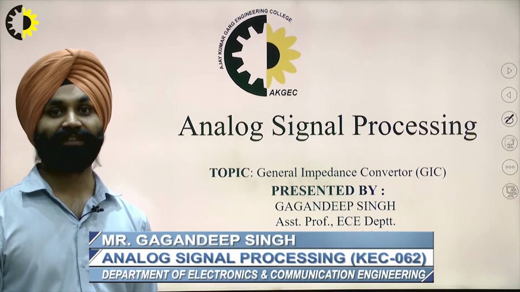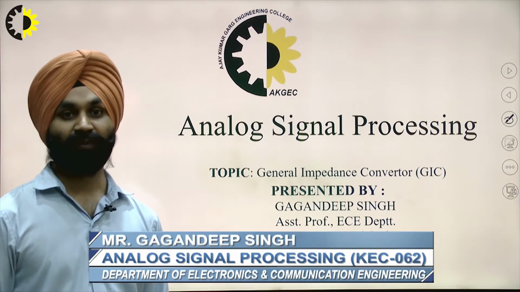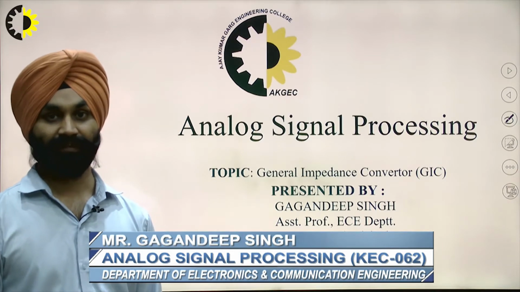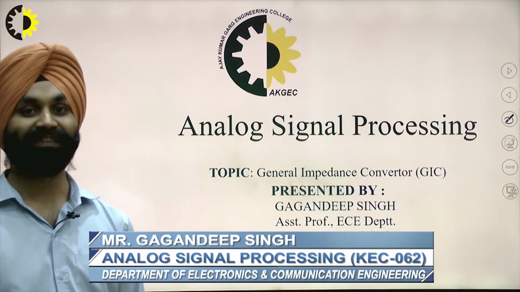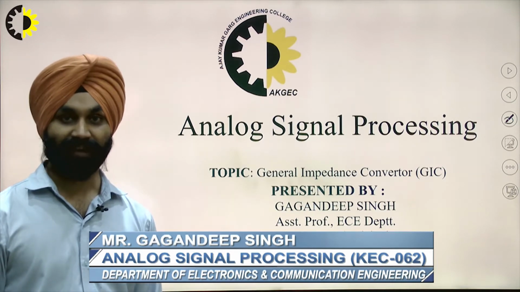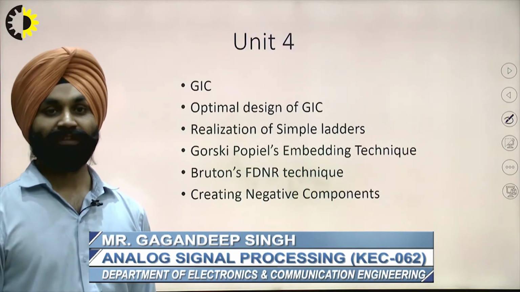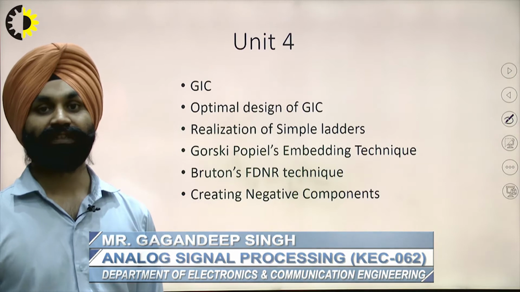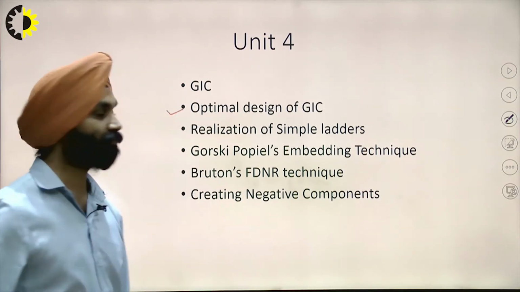This is a lecture series on analog signal processing. The topic for today is general impedance circuits. The general impedance converters are also called GICs. This is for AKTU, unit number 4. In this unit 4, we will discuss the GIC. Then we will discuss the design of GIC.